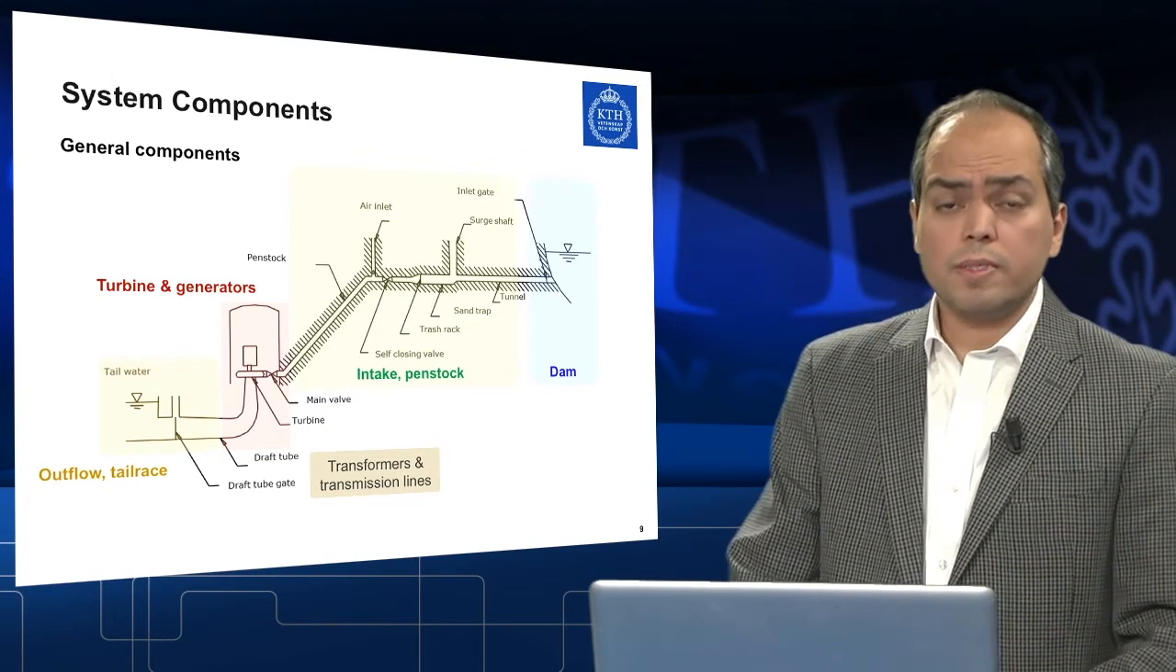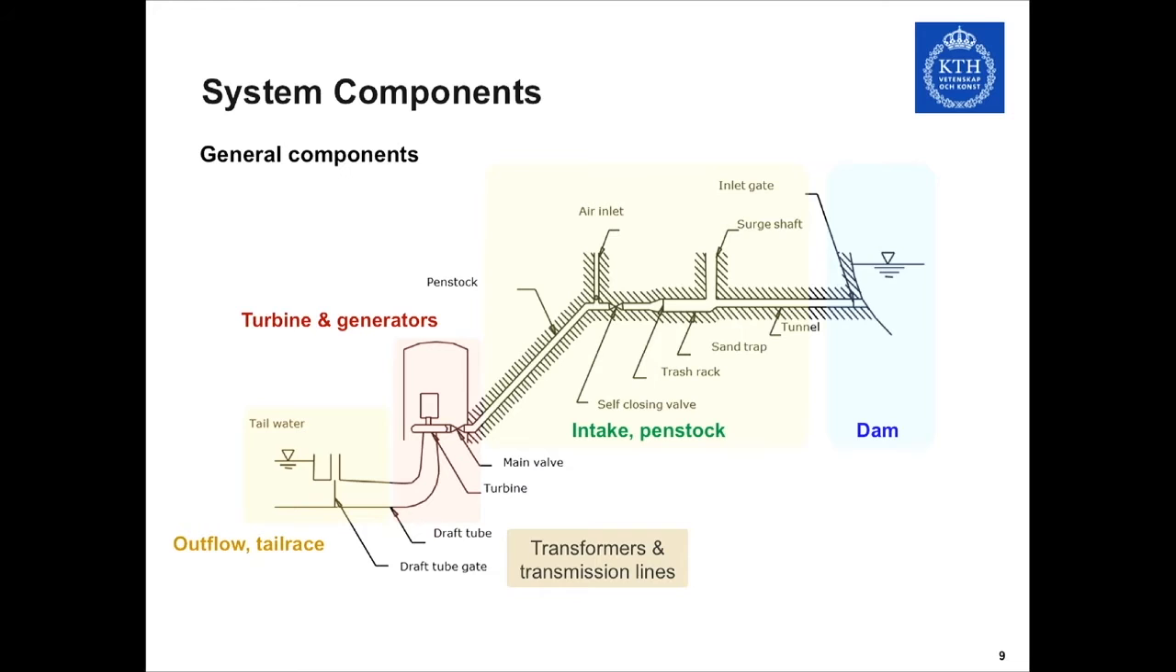Now we take a look at the system components. This is a very simple schematic of a large scale hydropower system, which consists of the dam, intake and penstock part, the turbine and generator part, and the outflow or tailrace. There are different structures for building a dam, and the dam is connected to a tunnel or pipelines that transport water toward the turbine house.